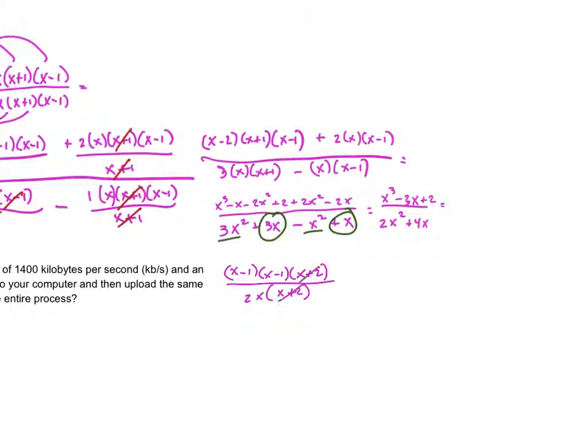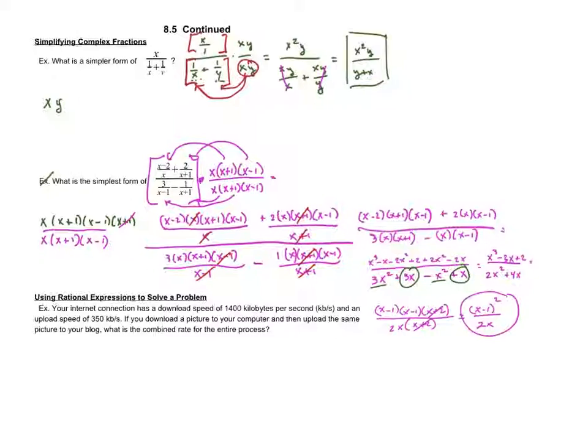Okay, and then we know that those two are going to cancel out to be 1, and then I'm going to end up with x minus 1 squared over 2x. There you go, in case you wanted to know. That's a very long process, but not necessary at this point in time in our class.